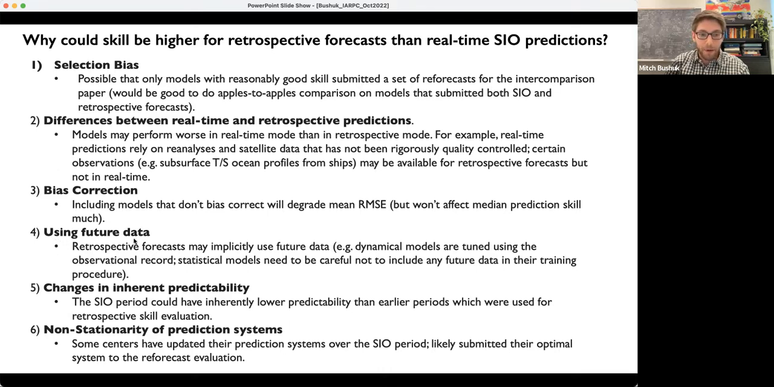The one that I'm most afraid of is this 0.4, using future data. We've got to make sure that none of the retrospective forecasts are allowing future data to corrupt the results at all. Future data may be leaking in nefarious ways potentially in some of these retrospective forecasts that are being submitted, which would of course bias the skill estimates high. And then the final point is that the inherent predictability may have changed. I think the results I showed today suggest that's probably not the case. But that's the laundry list right now, and there's no super clear answer at the moment.